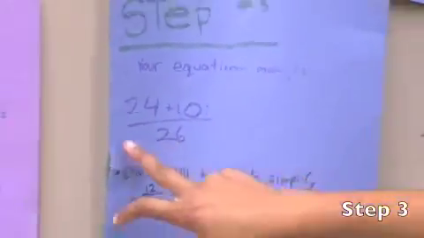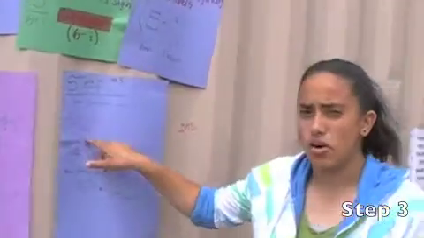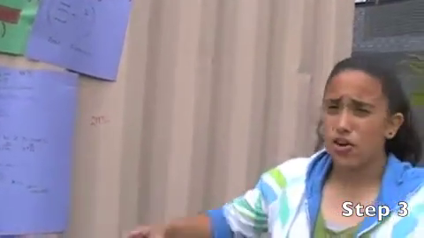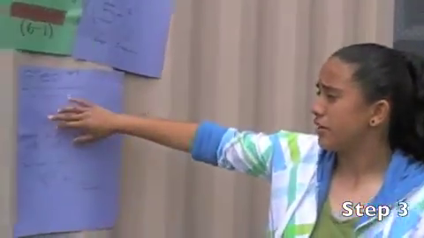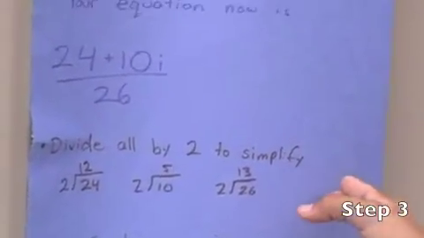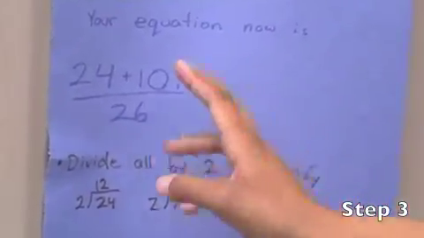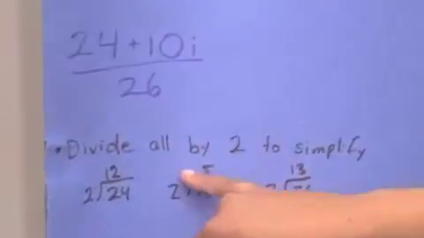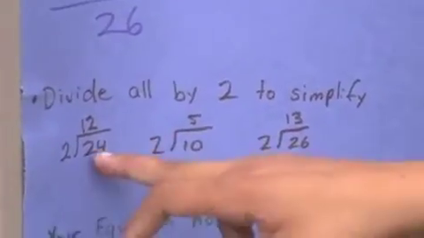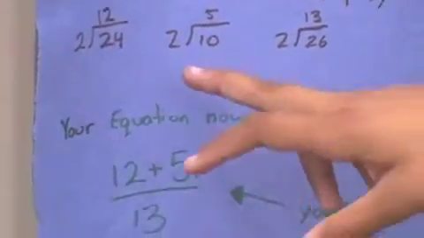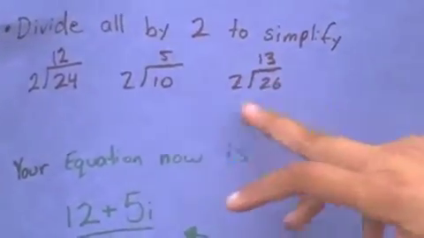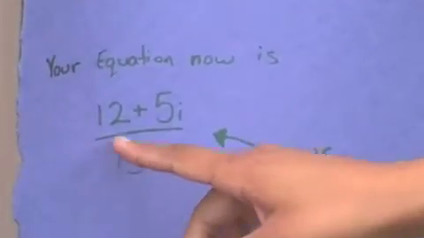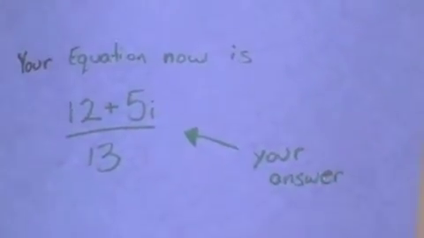Step 3. Your equation is now 24 plus 10i over 26. In order to find the solution, you're going to find the number that will most likely go into all 3 of them. So you would divide all of them by 2 to simplify. So 2 into 24 will be 12, 2 into 10 will be 5, and 2 into 26 will be 13. Your equation will be 12 plus 5i over 13, which will be your answer.